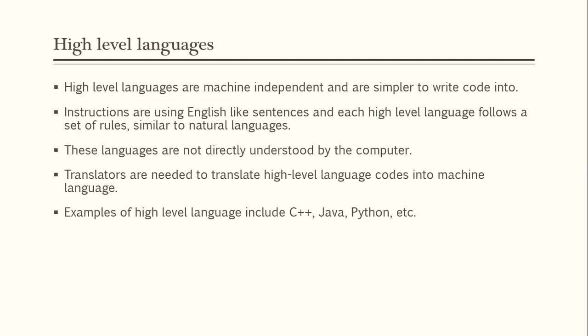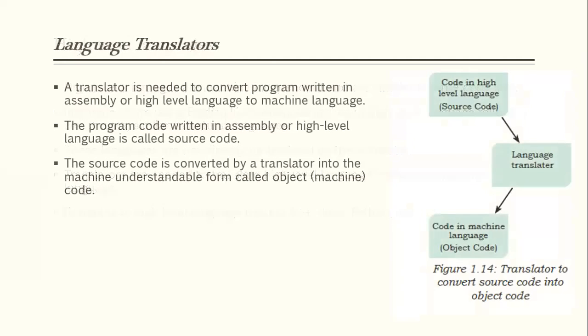Examples of high level languages are C++, Java, Python. That means we will write a code in the high level language. The computer will translate this code into assembly language, which will be read by the CPU. Okay. Now, what are language translators?